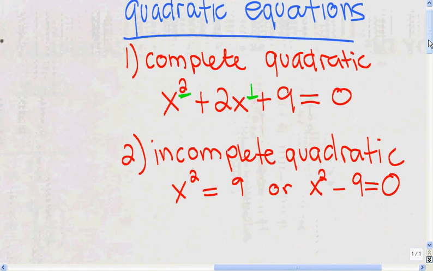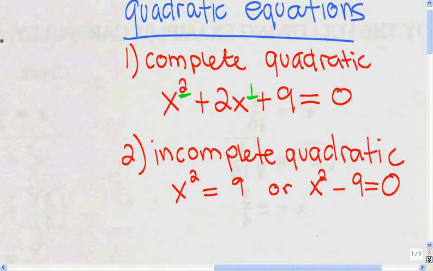There are also incomplete quadratic equations. An incomplete quadratic equation is an equation that only has a variable with a 2 exponent. Okay? You notice there's no x variable with a 1 exponent. There's only an x variable with a 2 exponent, and that's considered an incomplete quadratic equation.